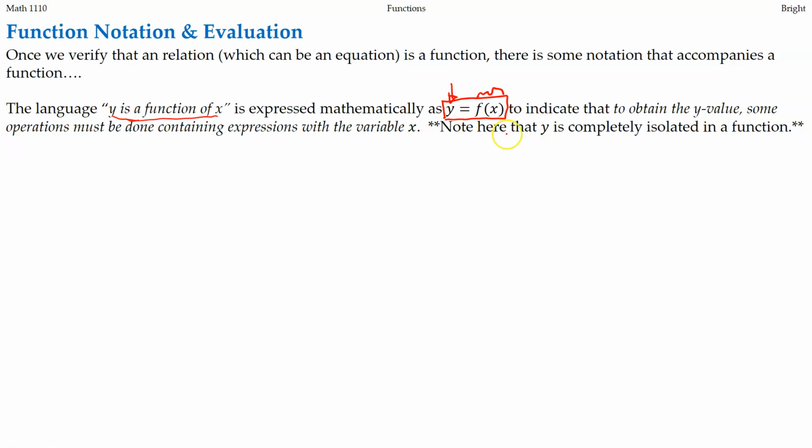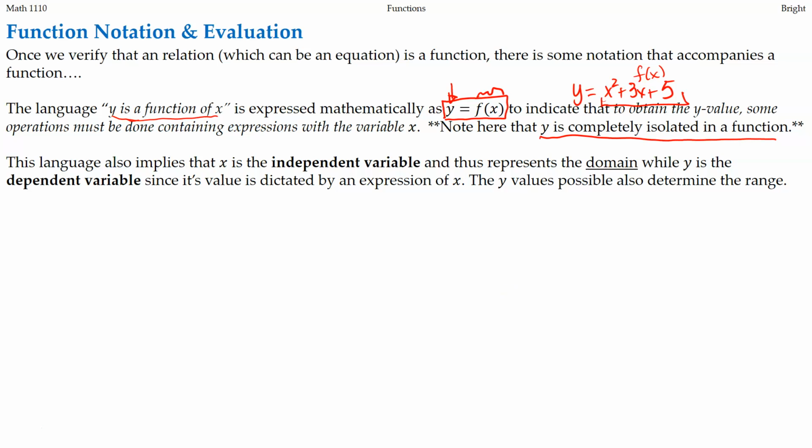And also, when we use this language, y is completely isolated. So it appears as like y is equal to x squared plus 3x plus 5. I don't know. So this part right here, that would be your f of x, your formula, your recipe to get y. Okay? So when we use this language, it also implies that x is what we call the independent variable and thus represents the domain of our function, while y is the dependent variable, and that represents the range, or the y values that we obtain are the range. Okay? So kind of new hat, kind of old hat with this stuff.